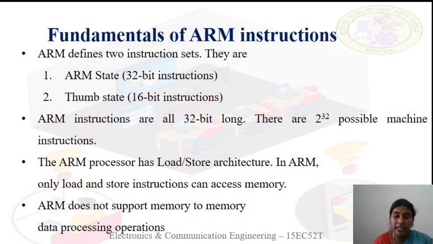Then at present we are using a version of ARM, that is the ARM7TDMI processor. What do you mean by this ARM7TDMI? ARM7 means it's a version; the 7 indicates the version. TDMI means T stands for Thumb, D stands for JTAG debug, M stands for multiplier, and I stands for ICE. ICE means in-circuit emulator.